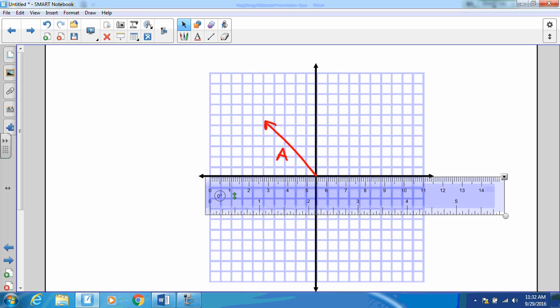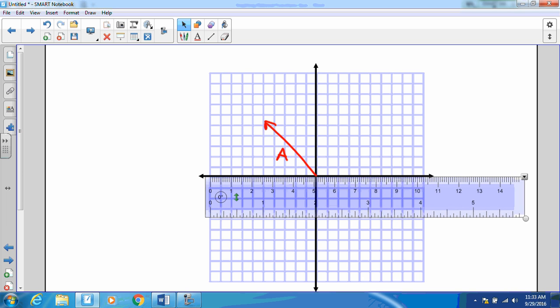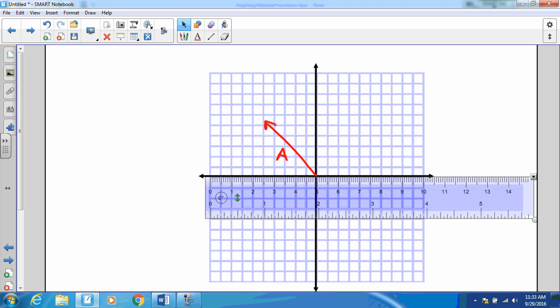Wait, but the numbers are moving with it. Yes, exactly. So what I'm doing is I'm rescaling my ruler so that it fits the graphic. Here we go. So that's not really 10 centimeters, is it? Now, I've got it so that each 2 squares corresponds to 1 centimeter. See?